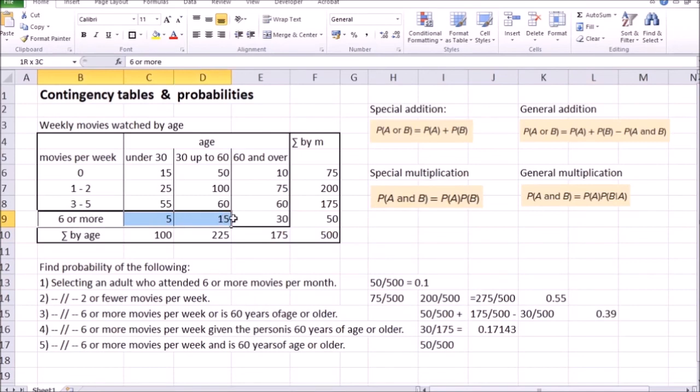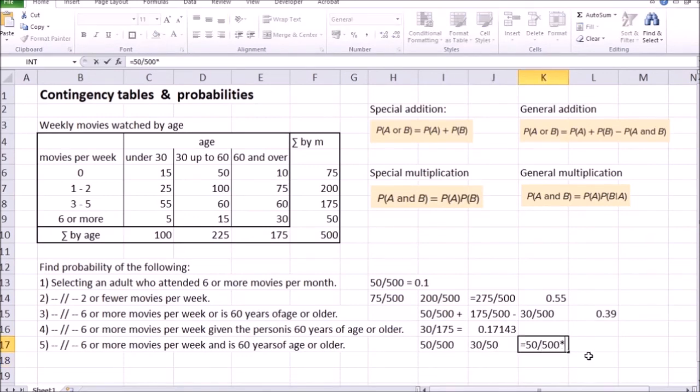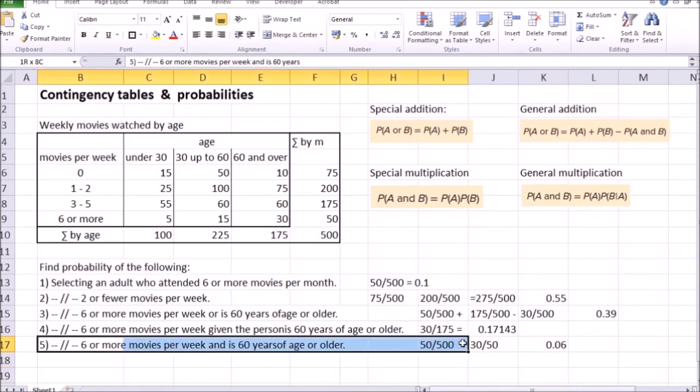So given that we're only looking at this row, what are the chances we select a person in the 60 plus age category? The total number of respondents in the 6 movies or more category is 50, and there are 30 60-plus-aged respondents in that movie category. So the conditional probability is this 30 divided by 50, which gives us a 6% chance for this last question.